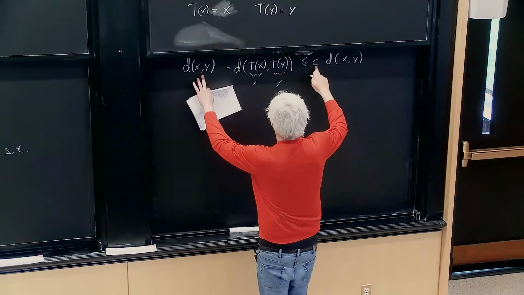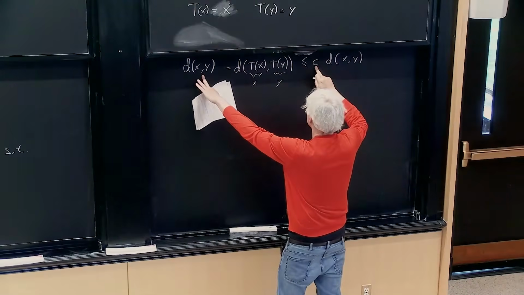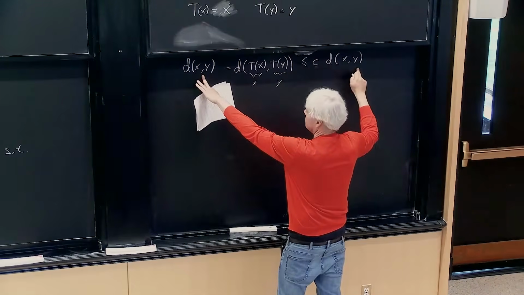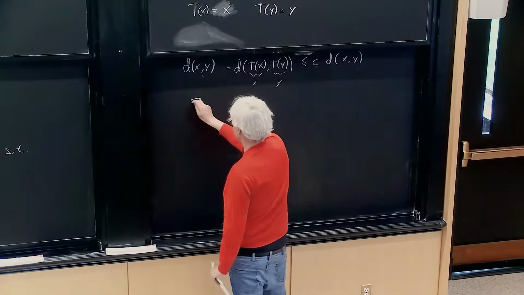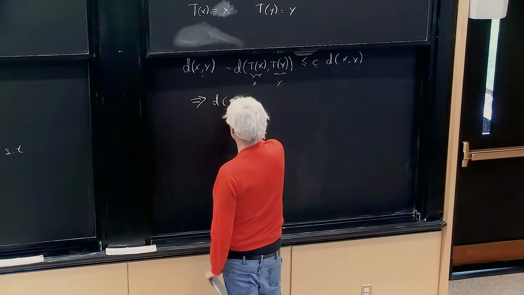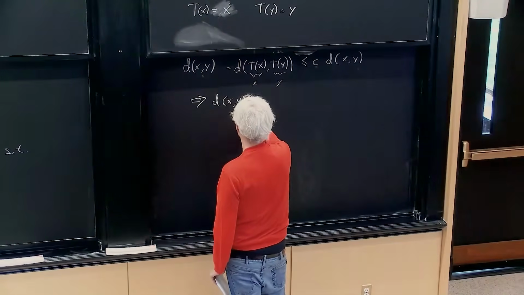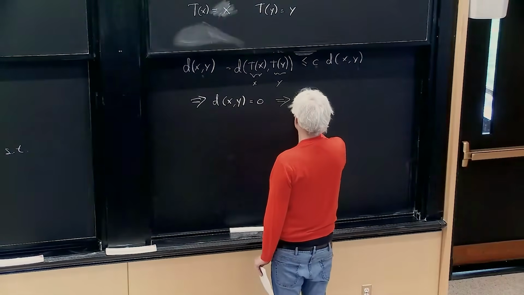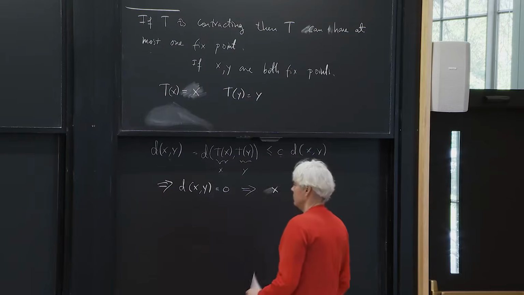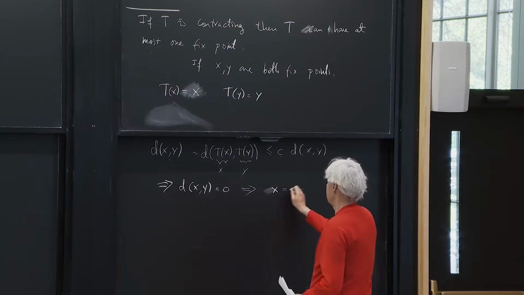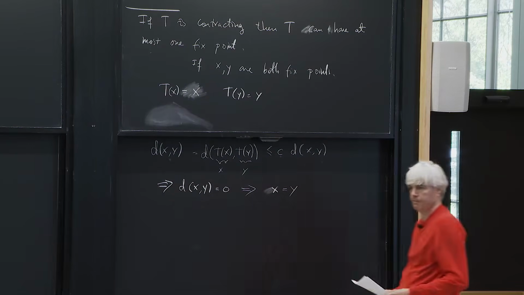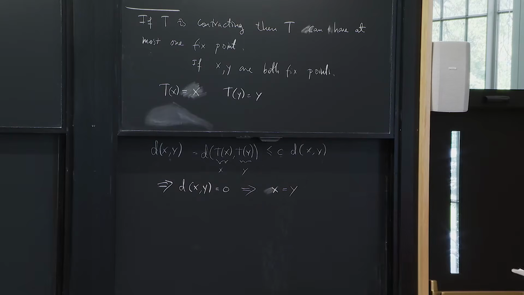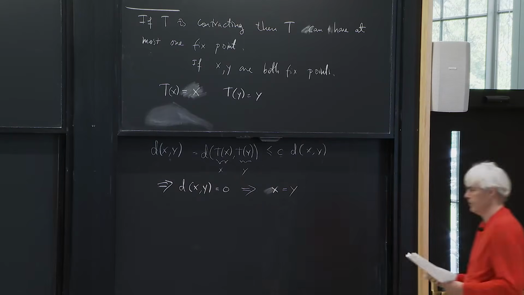So if we write this out, you see that this distance d(x, y) is some constant, strictly less than 1, times itself. So this means, of course, that this non-negative number must be 0. And so this implies, by the axioms of a metric space, that x is equal to y. Right? So a contracting map has at most one fixed point.